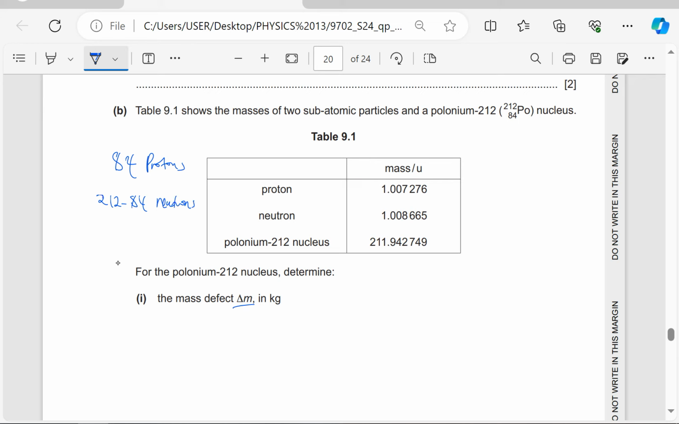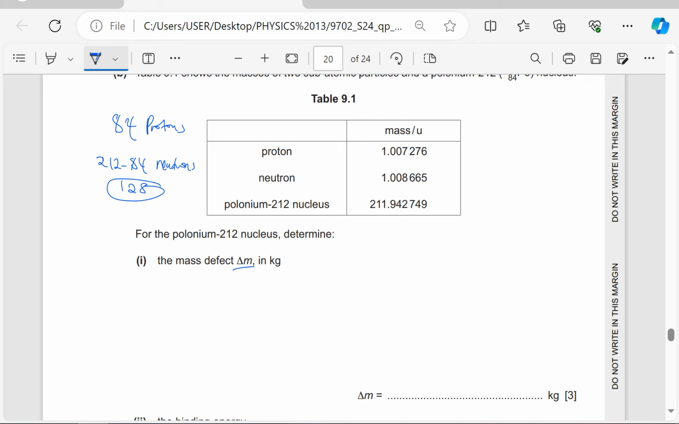And I think this is going to be 128 neutrons. So the mass defect, therefore, is going to be the total mass of the nucleus, which is 211. Don't mind about the direction, or you may get a negative; the magnitude will be the same. So let me start with the total mass of the nucleus, which is 211.942749 minus the total mass of the nucleons, which will be 84 protons times the proton mass, which is 1.007276.